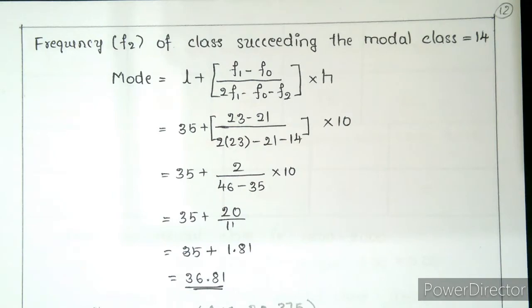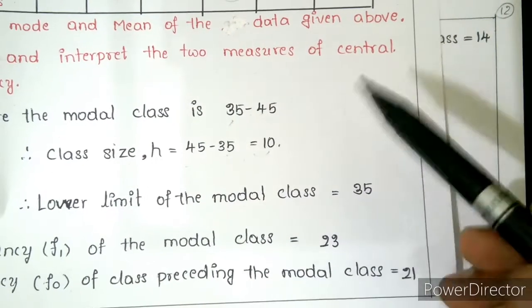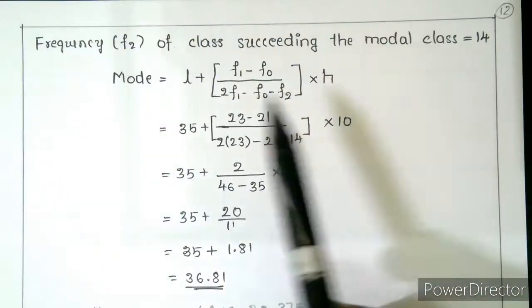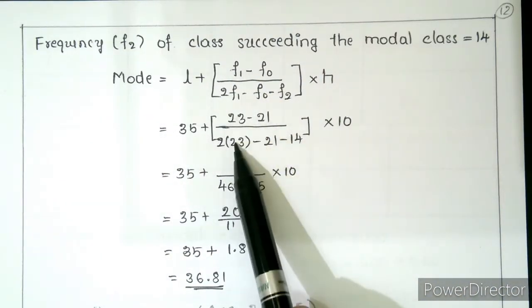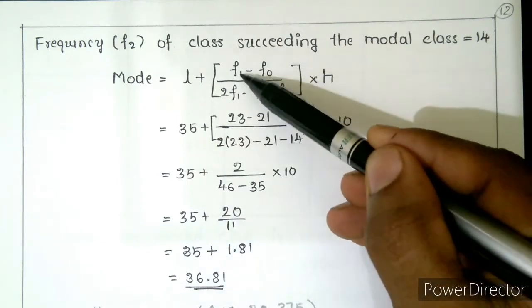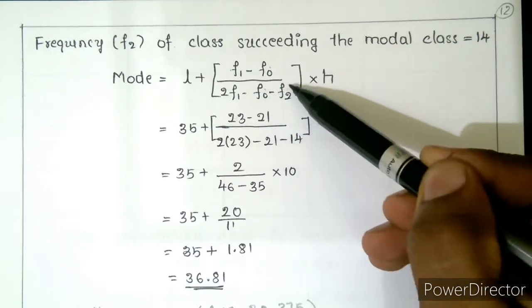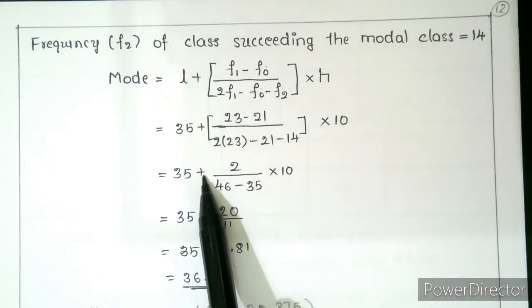So the value of L is 35. So F1 is 23, minus 21, divided by 2 times 23, minus 21, minus 14. See here, F1, F0, and minus F2 is extra. So into 10. So 35 plus 2.